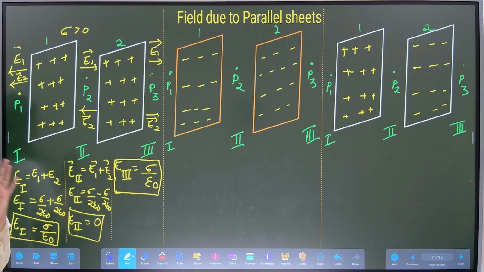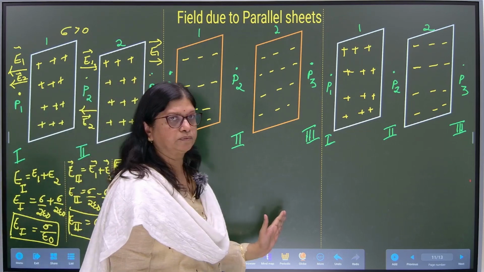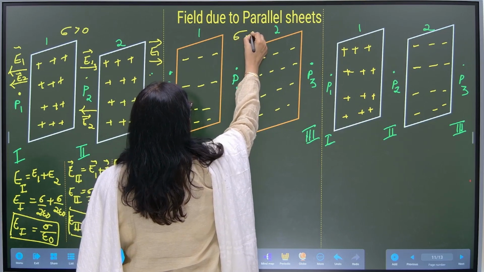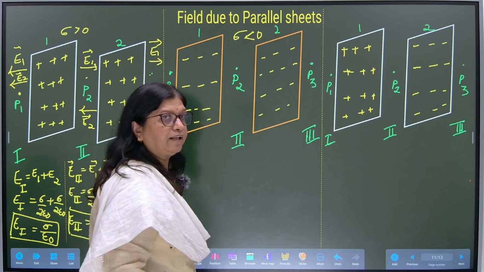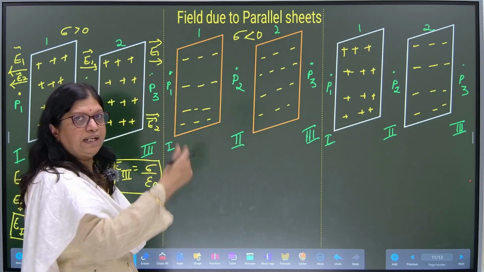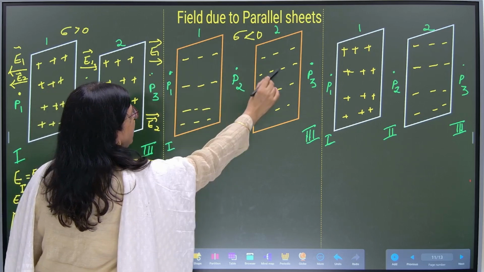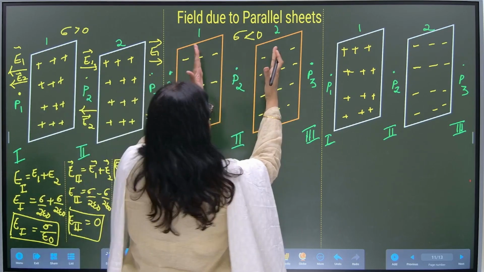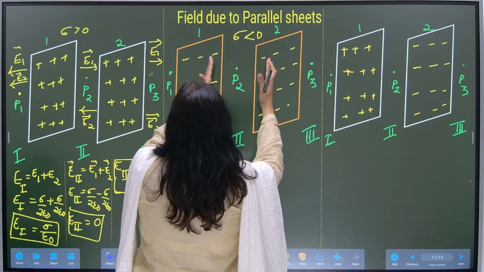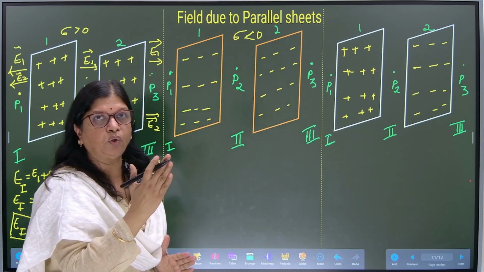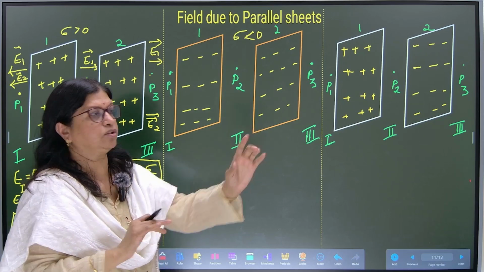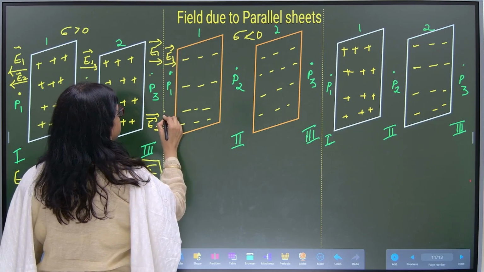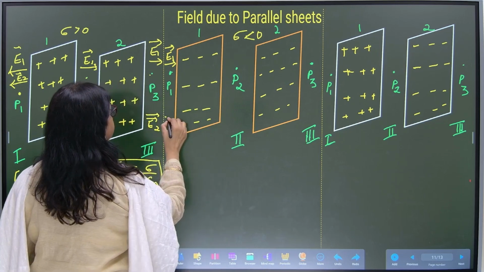Now let us move to section 2, where the surface charge density for both the sheets is sigma less than 0, meaning both are negative. Again we shall find out the electric field's direction at P1, P2 and P3, using the same method. These two sheets are again parallel to each other, both are negative. For negative sheets, we have to follow the rule that the electric field direction is radially inwards toward the sheet. So E1, E2, both radially inwards, same direction as you can see.